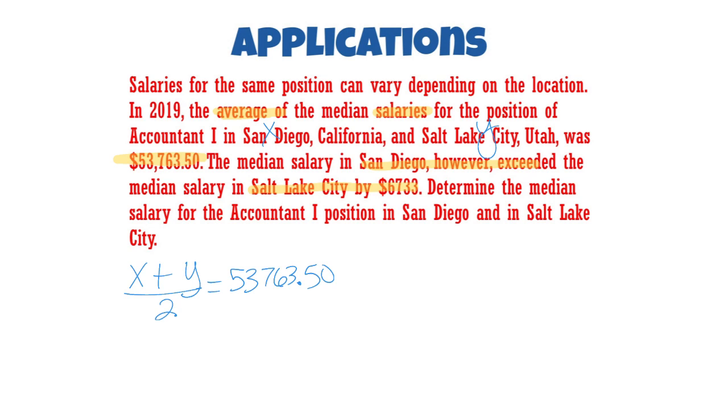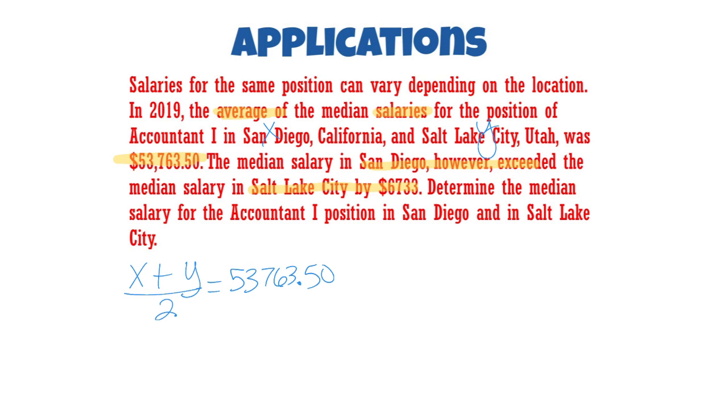This is just an equation. It happens to have two variables. The only way I can solve it is if I have another equation with those two variables. And then that means here, the next part's going to give me my other one. San Diego, which is X, exceeded the median salary of Salt Lake City by this 6733.